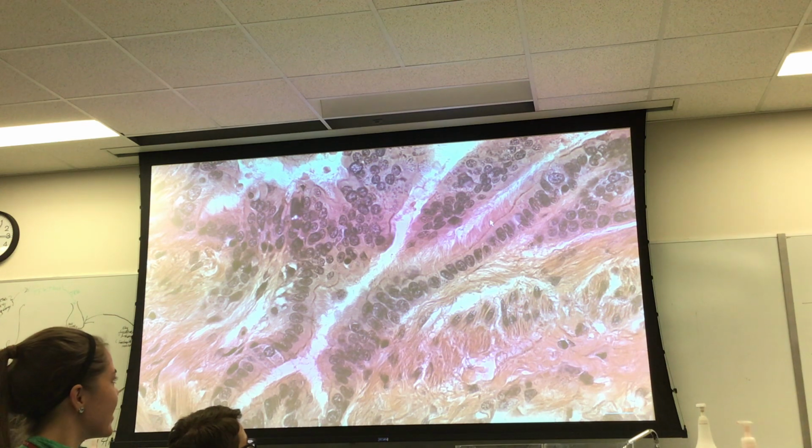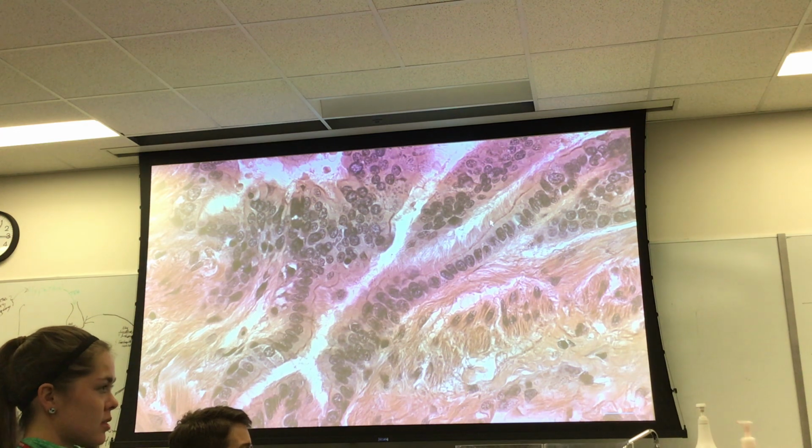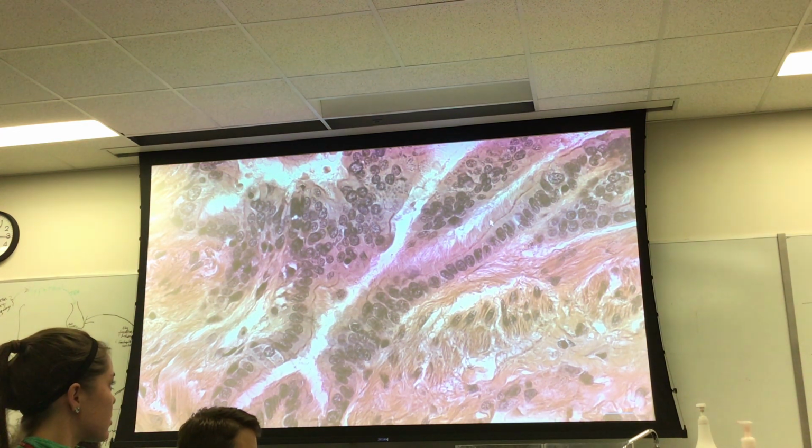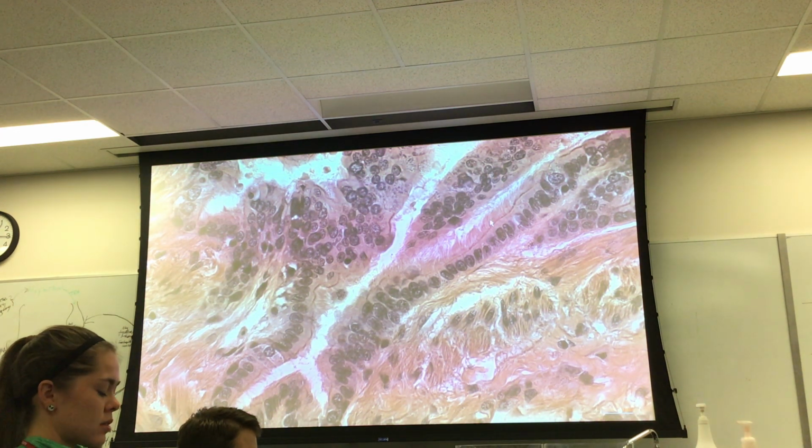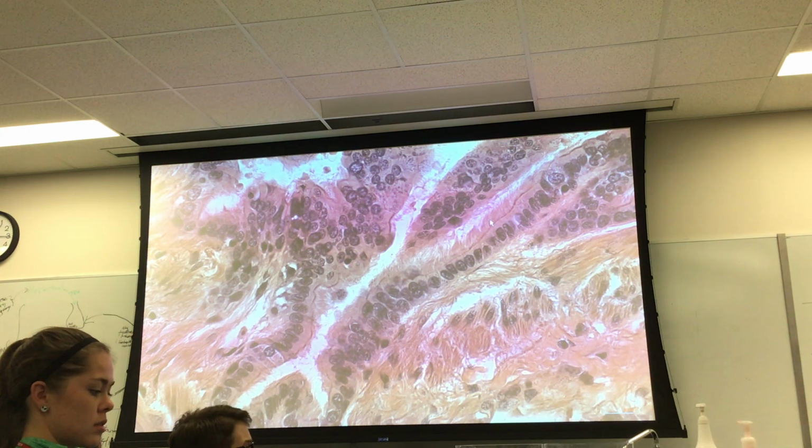Now, recognize you haven't seen everything in the body yet. But this is something you haven't seen. This is an example of a simple columnar epithelium in which many of the cells are ciliated. Okay, so keep this image in mind. And now, let's look at the following.